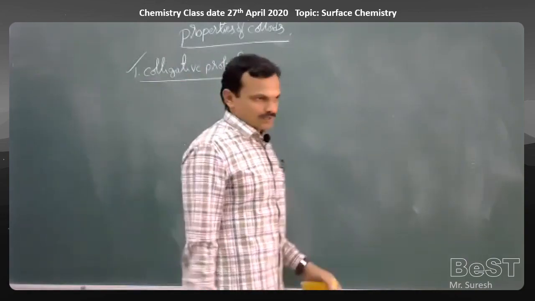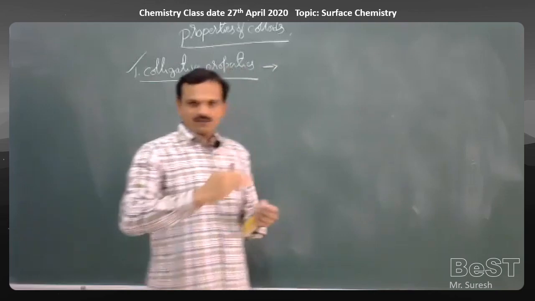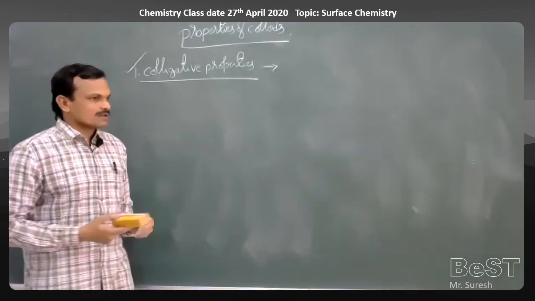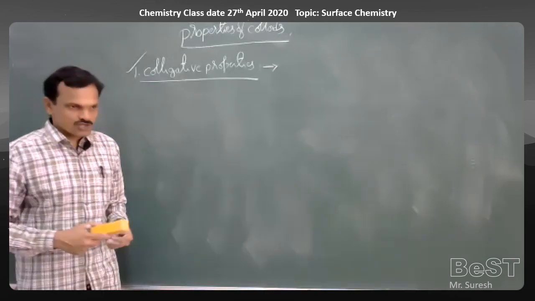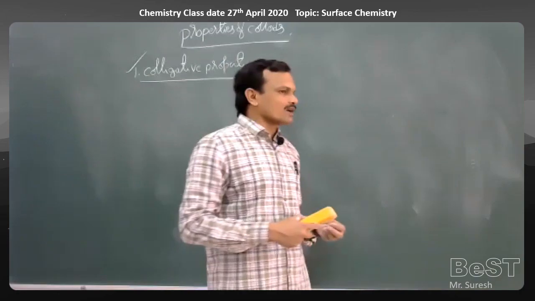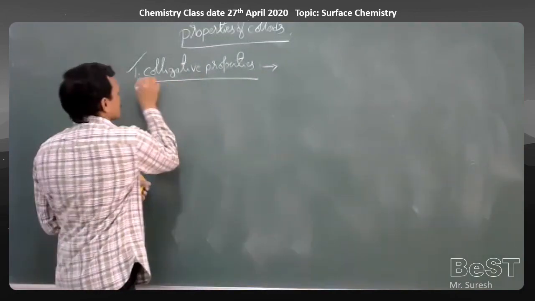Elevation of boiling point means increase in boiling point. Depression of freezing point, that is a decrease in freezing point. Relative lowering of vapor pressure, osmotic pressure. These are the major 4 colligative properties. So first, what is colligative property?